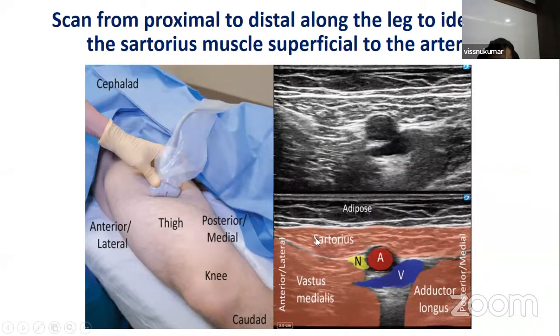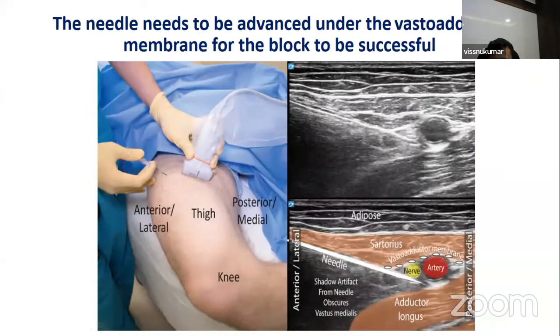Okay, so here we have got the sartorius muscle, and this is the vastoadductor membrane. Pierce the vastoadductor membrane and give the drug, and definitely you're going to get the results. Can you see here, the needle is being placed wonderfully. It is crossing the vastoadductor membrane, your needle has pierced it, and then you deposit the local anesthetic. Once you deposit, you'll get a fantastic result.